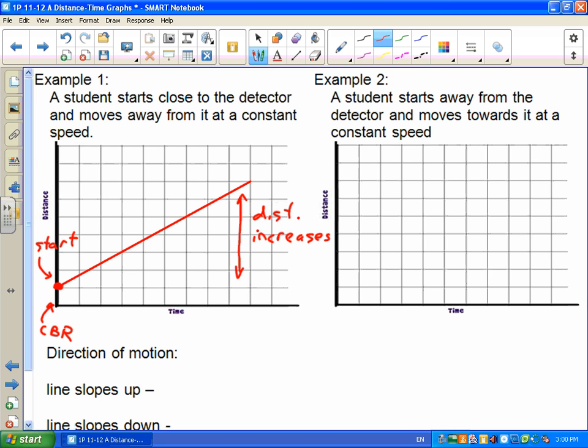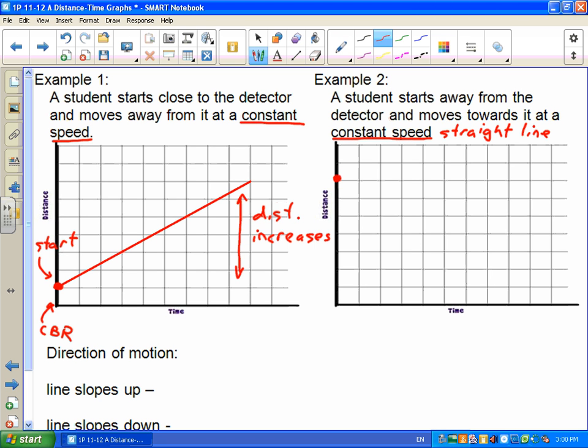So let's look at the next example. A student starts away from the detector and moves towards it at a constant speed. And all of this stuff, constant speed, this just means that your line is going to be straight. You're going to have a straight line when you draw it. So constant speed just means straight line. So what is this graph going to look like? Well, if I start far away from the detector, I've got to start way up here. The distance between me and the detector has to be big at the beginning.